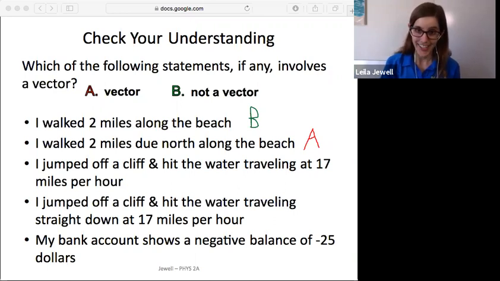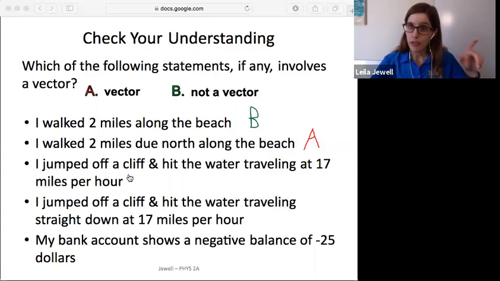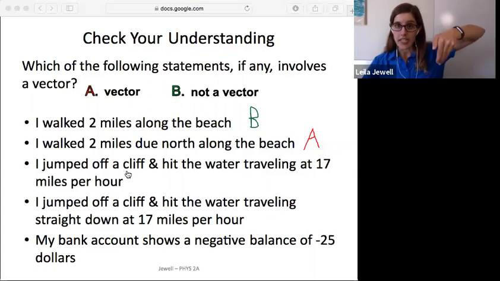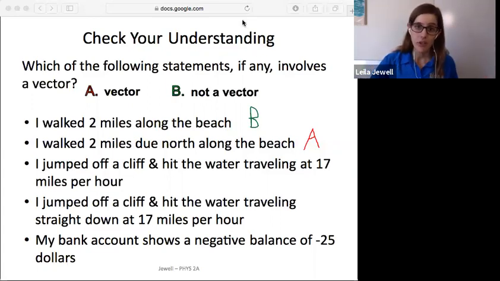All right, did you do that? I'm hoping so. So taking a look at this, when you jump off a cliff and hit the water traveling at 17 miles per hour, this one's a little tricky because we know that we generally will fall down. So you might assume that this suggests the direction is down. But it doesn't say the direction you jump. If you jump at all outward from the cliff, then you're going to hit the water going down, but also going outward still. So this is one that it doesn't specify for sure which it is, so I'd say not a vector. But in contrast, when you say it's traveling straight down, that straight down now gives us a direction. So we can say, yes, this is indeed a vector.